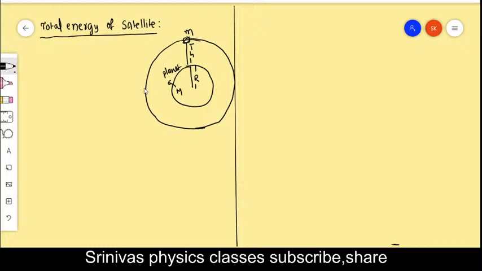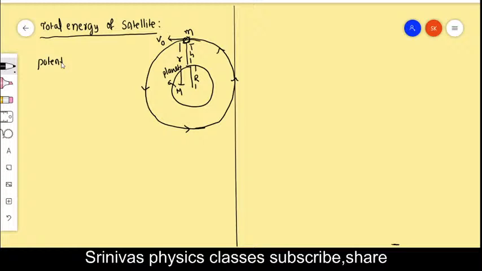The satellite has some speed here, called the orbital speed. We know the formula for the orbital speed. Now I am going to derive the total energy of the satellite. First of all, we have to write the potential energy of the satellite. We derived the formula previously. The radius of the orbit we can consider as small r.